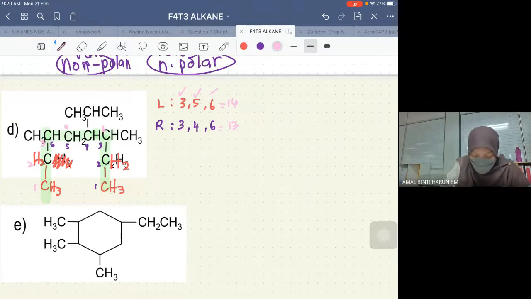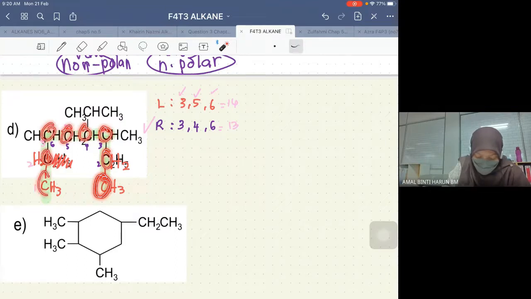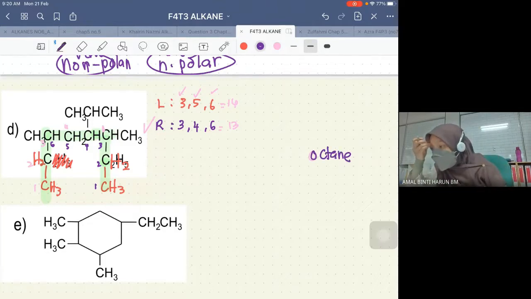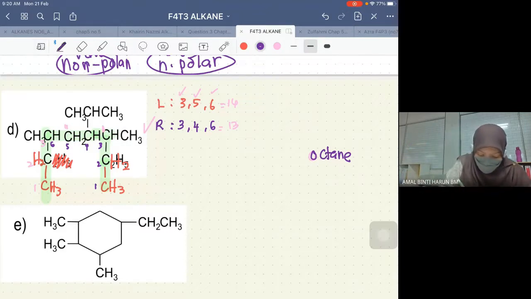Numbering from the right. Okay. So kita numbering from the right and then choose the longest carbon chain. The parent will be 1. If 8, it should be octane. Okay. Substituent kita adalah methyl. Here is methyl. What else?